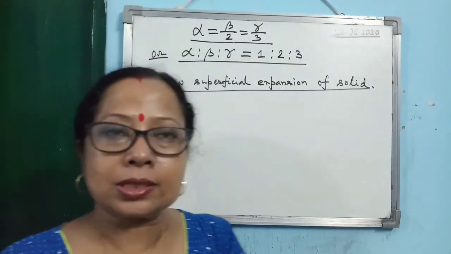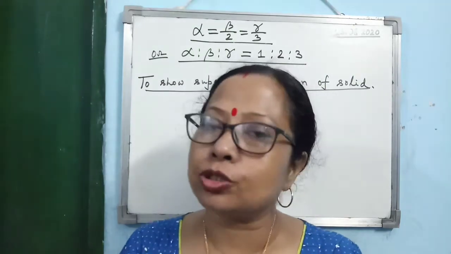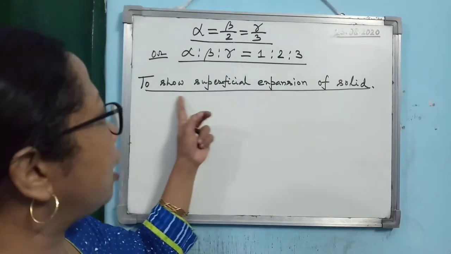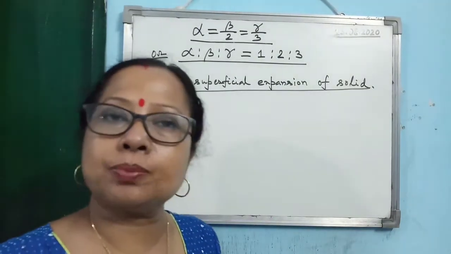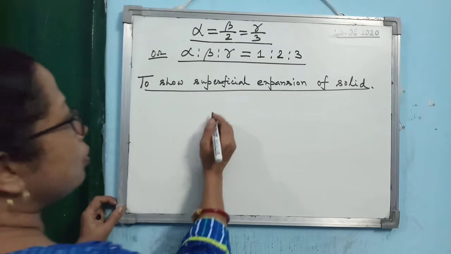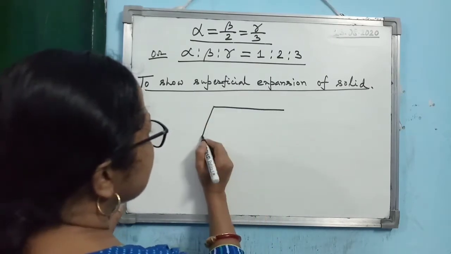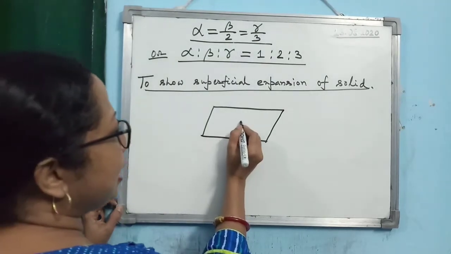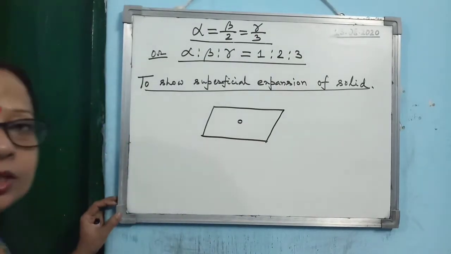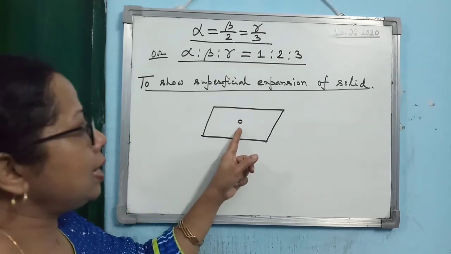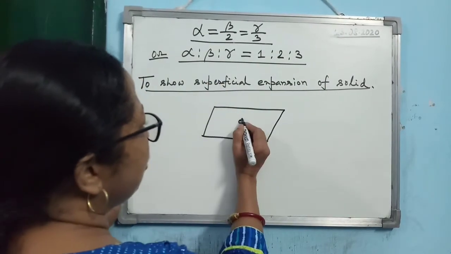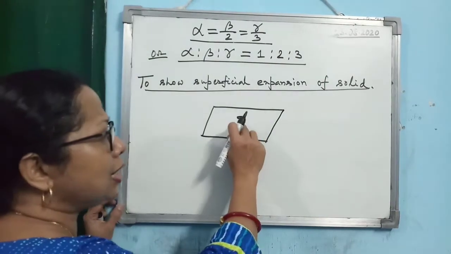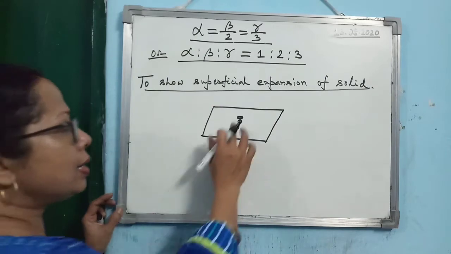Already I have discussed experimentally how you can demonstrate the linear expansion of a solid. Now let us find out how to show superficial expansion of a solid. For that you just take a metal sheet. Suppose you have taken a metallic sheet and by an iron nail you make a hole in the metal sheet. If you fix the iron nail in, it will fit exactly in the hole.